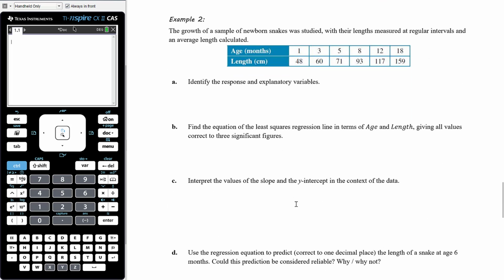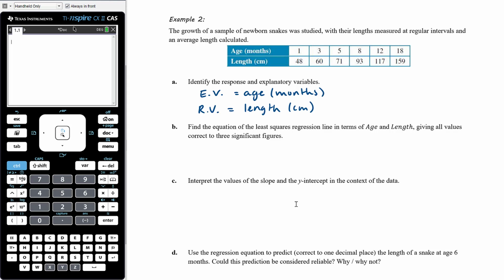Alright, so let's have a look at an example here. Growth of a sample of newborn snakes was studied. Their lengths were measured at regular intervals and an average length calculated. Identify the response and explanatory variables. Okay, so here we're looking for the explanatory variable to be the age in months, and therefore the response variable, in response to the age, we're looking at the length of the snake in centimetres. Find the equation of the least squares regression line in terms of age and length, giving all values correct to 3 significant figures.